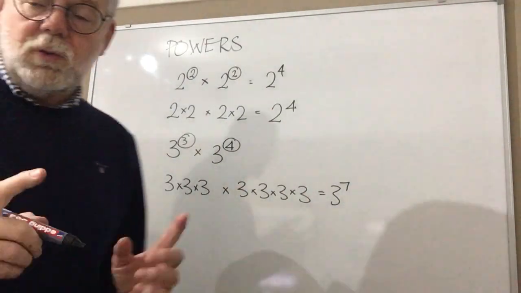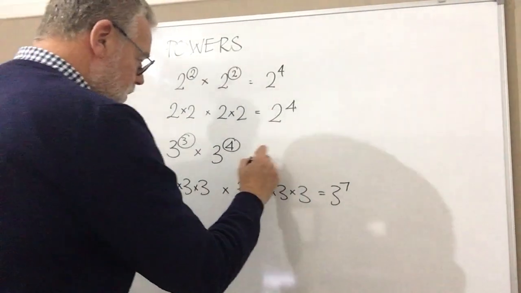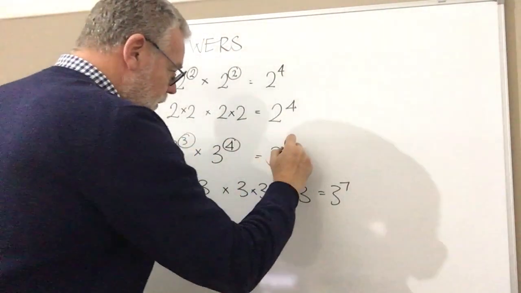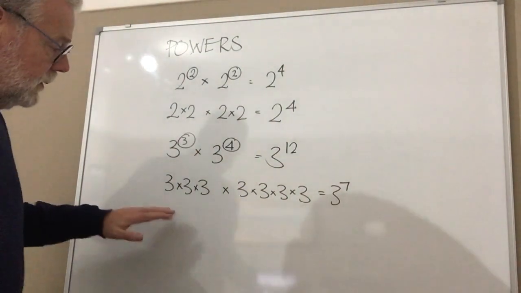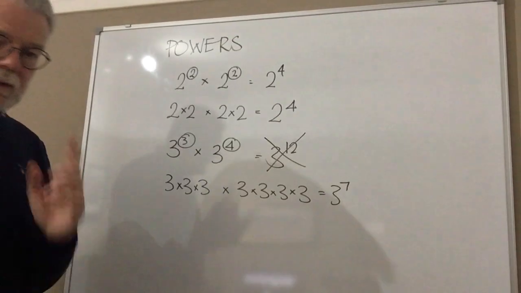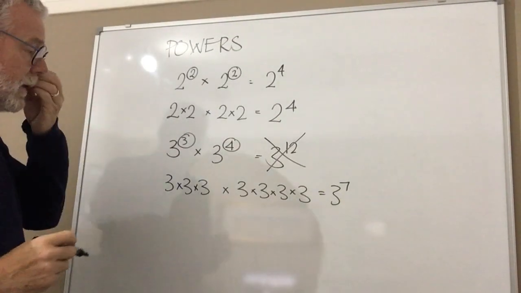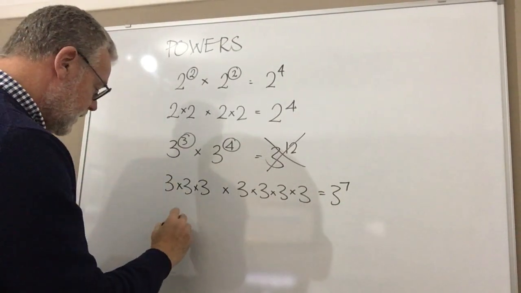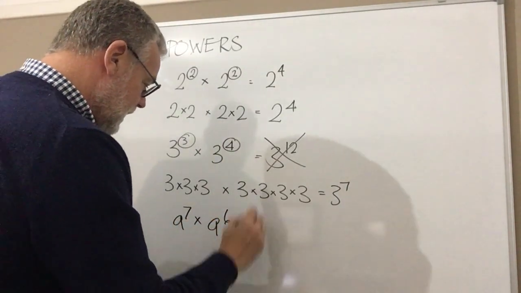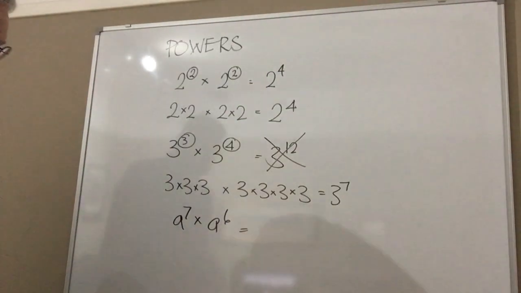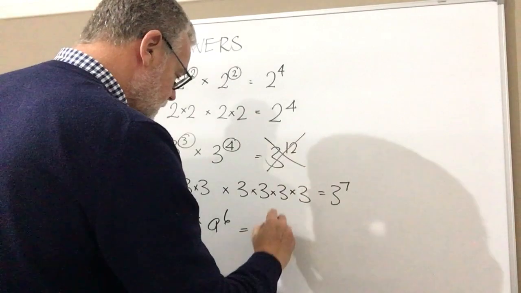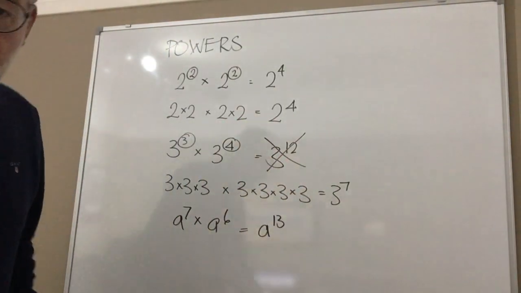Be very careful, because one of the common mistakes students make is to say it's multiplication, so that must be 3 to the power 12. And you can see that that cannot be the case. So the thing that we've learned when we're dealing with multiplication of powers, and it doesn't matter what it is, is this: if I said what's a to the power 7 multiplied by a to the power 6, you would now tell me that the answer is not a to the power of 42, it's a to the power of 13. And you'd be absolutely right.